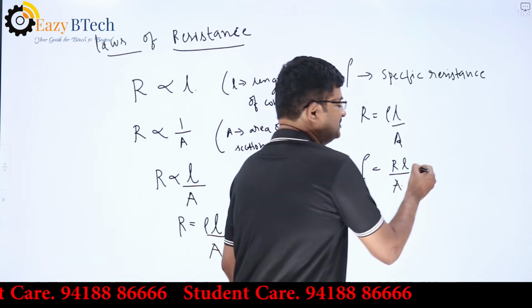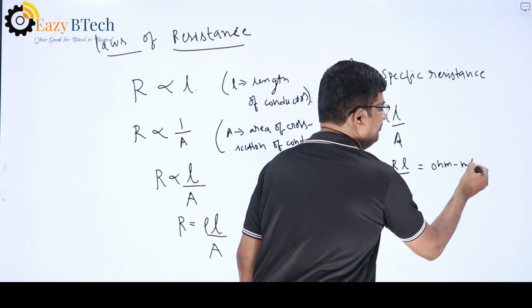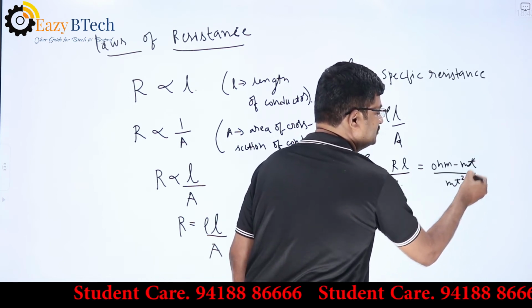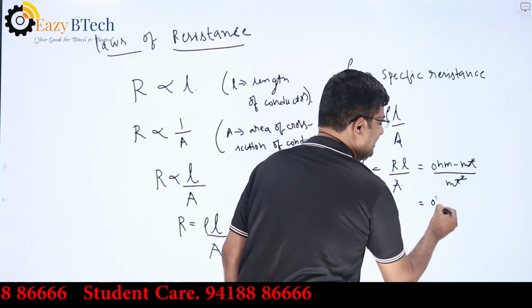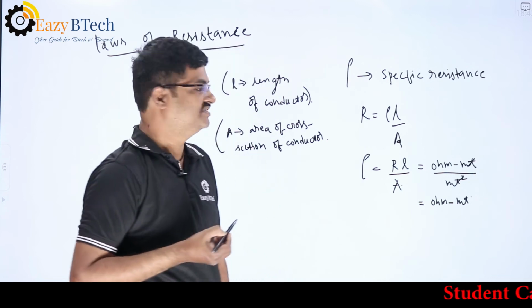The unit of resistance is ohm, the unit of length is meter, and the unit of area of cross section is meter square. So if I cancel one meter, I will get ohm meter. This is the unit of specific resistance.